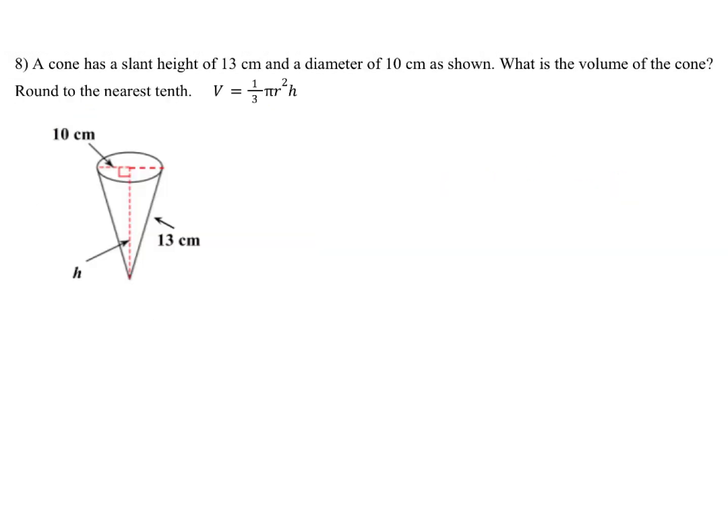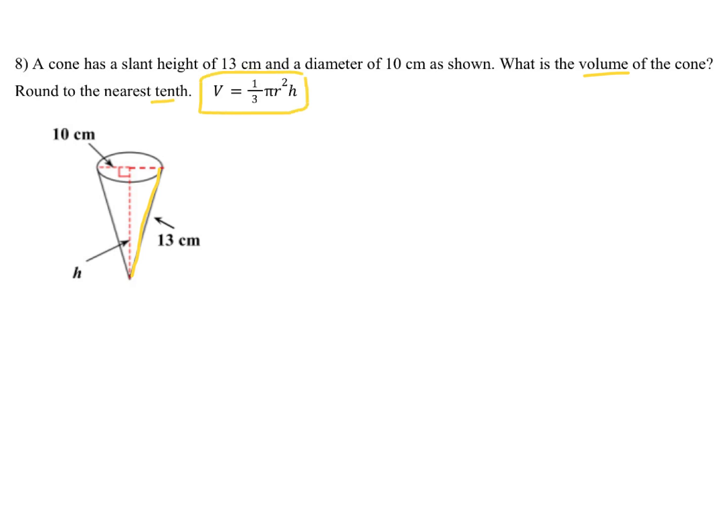Okay, here comes kind of a complicated one. A cone has a slant height of 13. Okay, that's this measurement right here. And the diameter is 10, so that's going all the way across the base of the circle. What is the volume of the cone? Round to the nearest tenth, and we are given the volume formula.